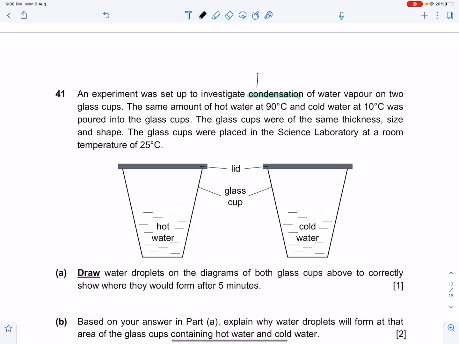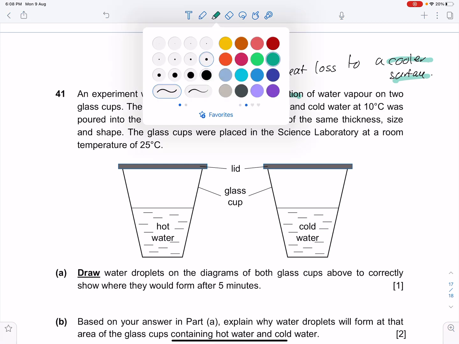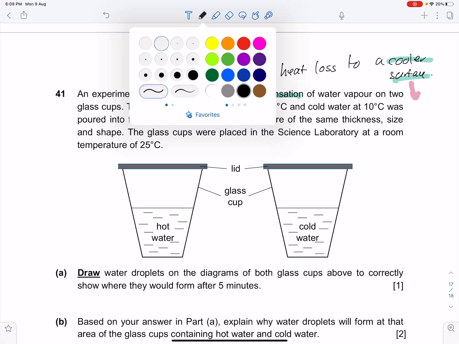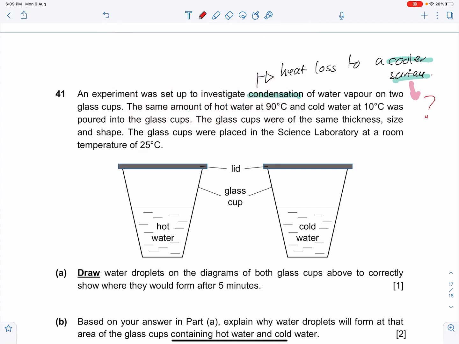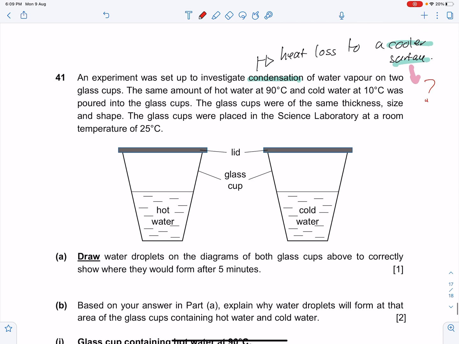Now, whenever I see condensation, it tells me that there must be heat lost to a cooler surface. So it's very important for me to identify this cooler surface. Very, very important. I must know which part of it is at the cooler surface. So this is the hot water and this is the cold water. Okay, let's annotate this a little bit. So they told you that room temperature was 25 degrees Celsius. Hot water was at 90 degrees Celsius, and cold water was at 10 degrees Celsius, right?